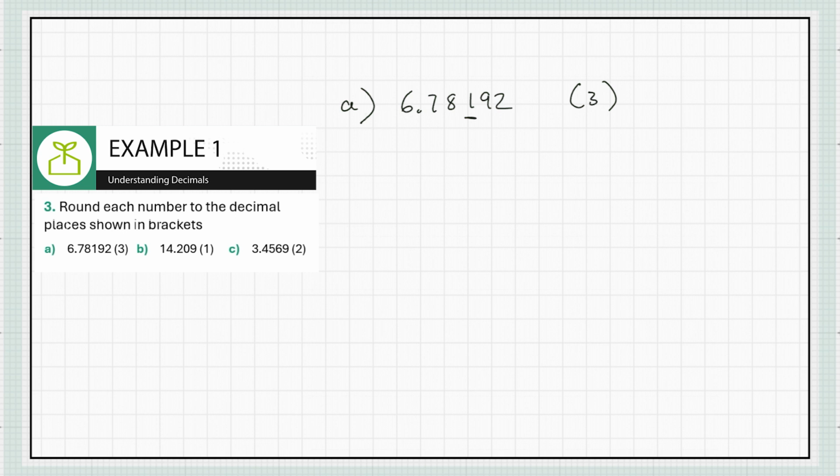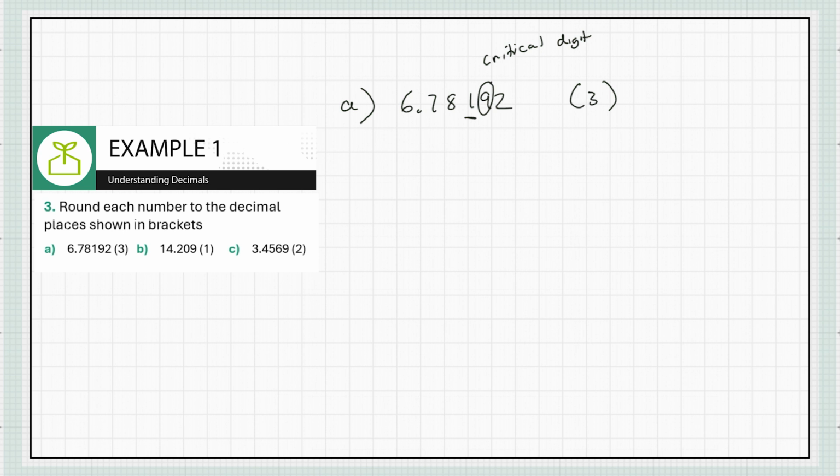So the third decimal place is the third place after the decimal. Right? Sometimes people use it as the third digit and they count tens and hundreds and so on, but it's just the third place after the decimal. Now, once we found our spot, we're going to look to the place right next to it, and this is called the critical digit.